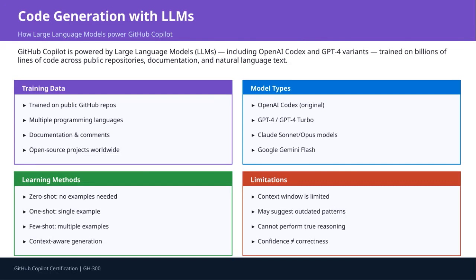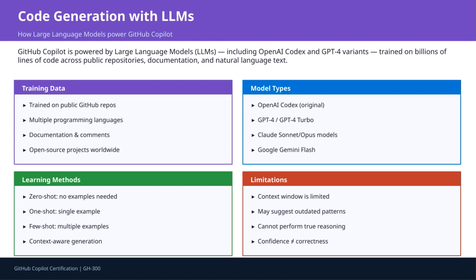GitHub Copilot is powered by advanced large language models, including OpenAI Codex and GPT-4 variants. These models have been trained on billions of lines of code from public repositories, documentation, and natural language text, which enables Copilot to assist effectively with code generation. The training data comes from diverse sources such as public GitHub repositories, covering many programming languages, as well as documentation and comments.